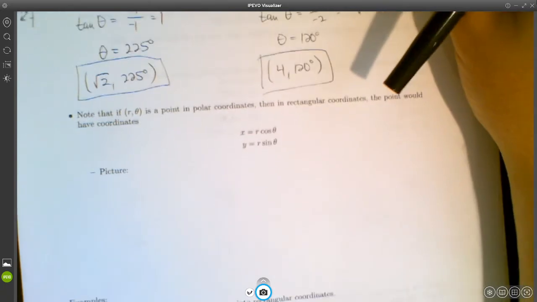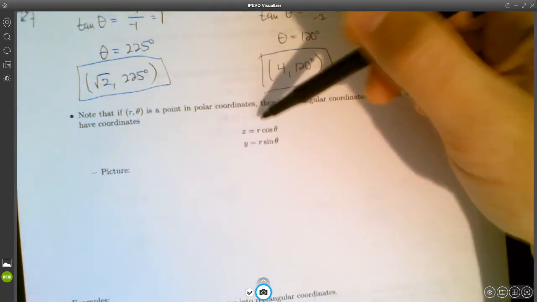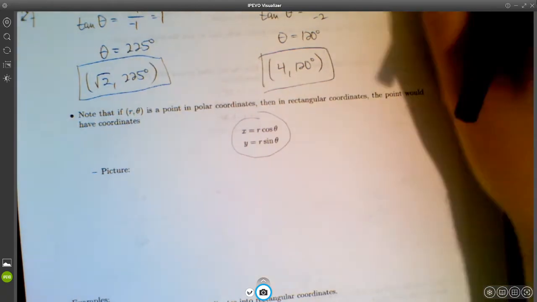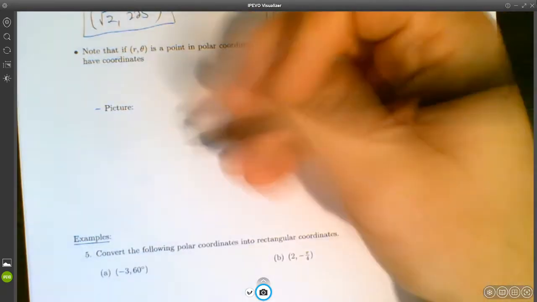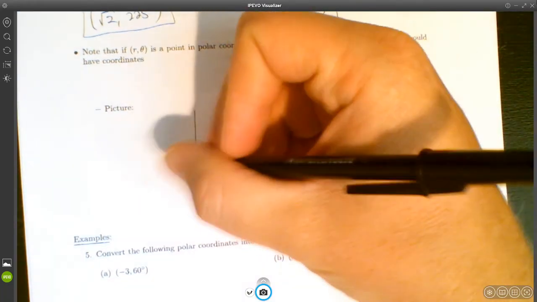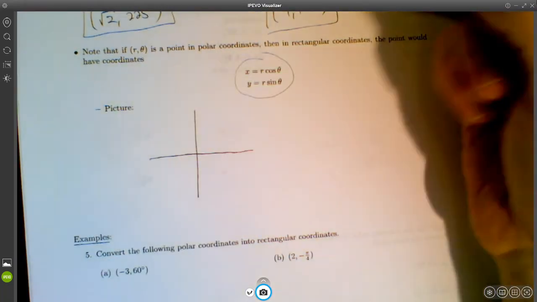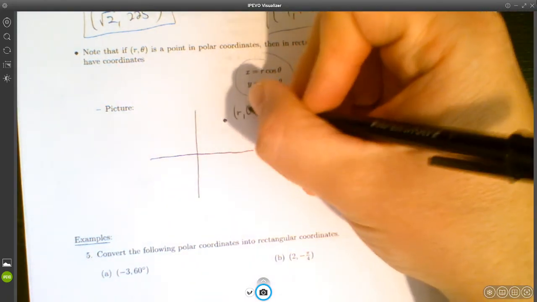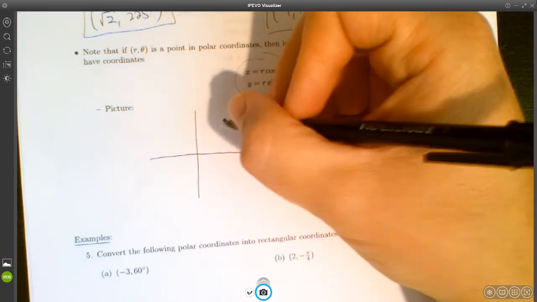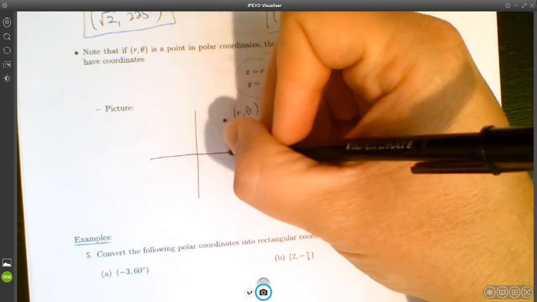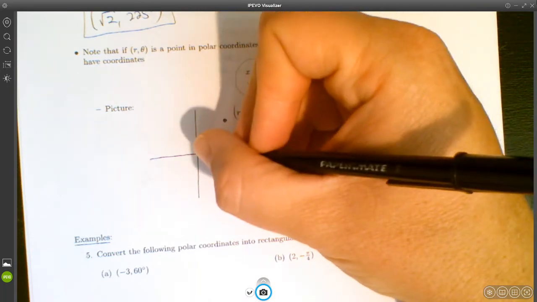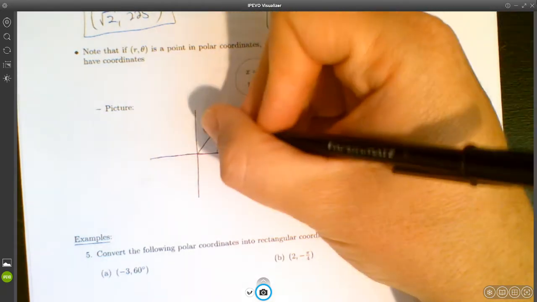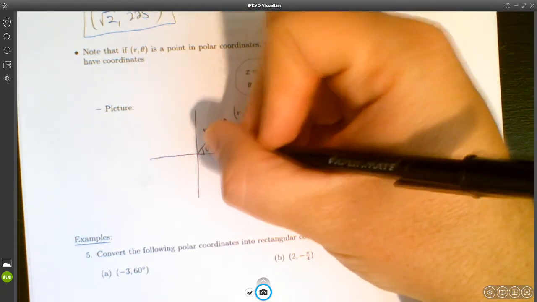If we wanted to go from polar to rectangular, then we use these relationships, which should be fairly familiar to us. Let's just draw a picture to convince ourselves that that's really the relationships that we would have. So if we had some point r, theta, and we wanted to describe this in terms of its horizontal and vertical distance from the origin, this would be r, this would be theta.